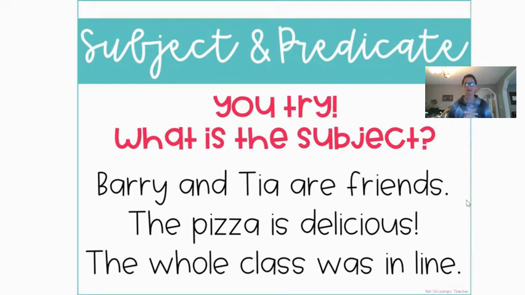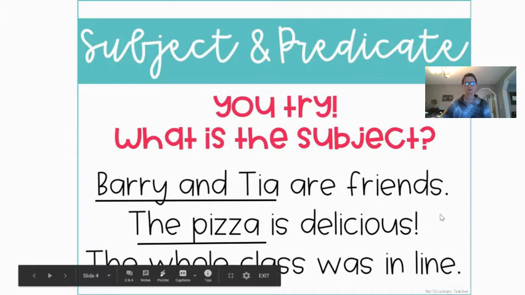So now let's try it. What is the subject in these sentences? Barry and Tia are friends. Who is the sentence about? Barry and Tia. They are the subject of the sentence. The next sentence says, the pizza is delicious. What is the subject of that sentence? Well, it's about the pizza. It doesn't always have to be a person, but the subject is usually a noun. It could be a thing or a person, but something that the sentence is about.